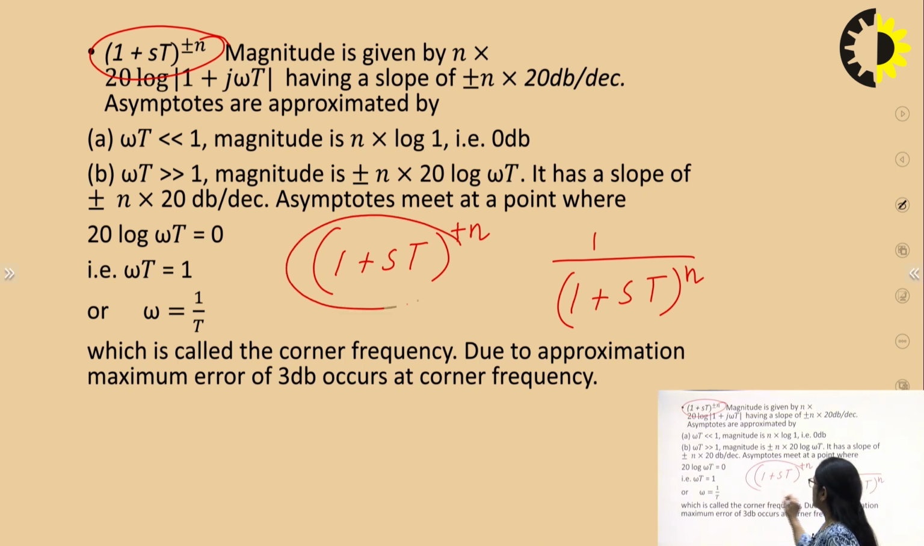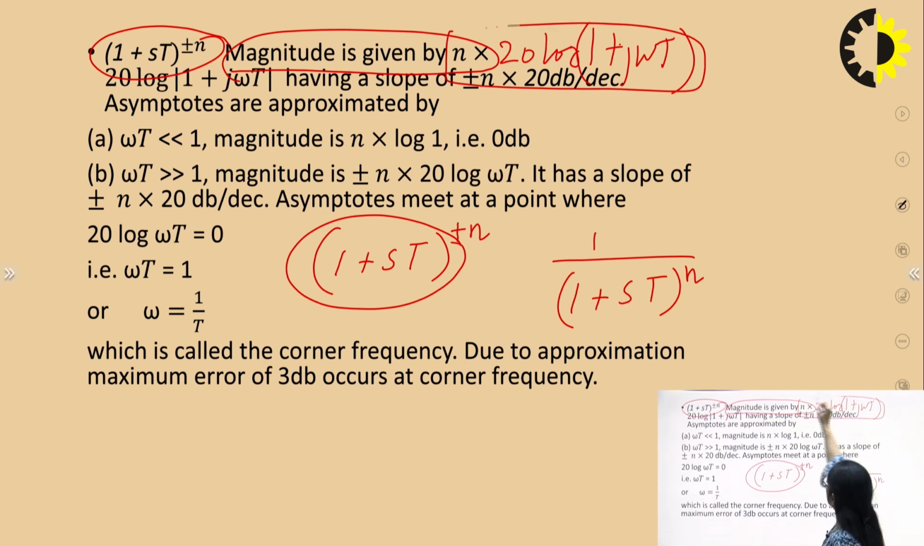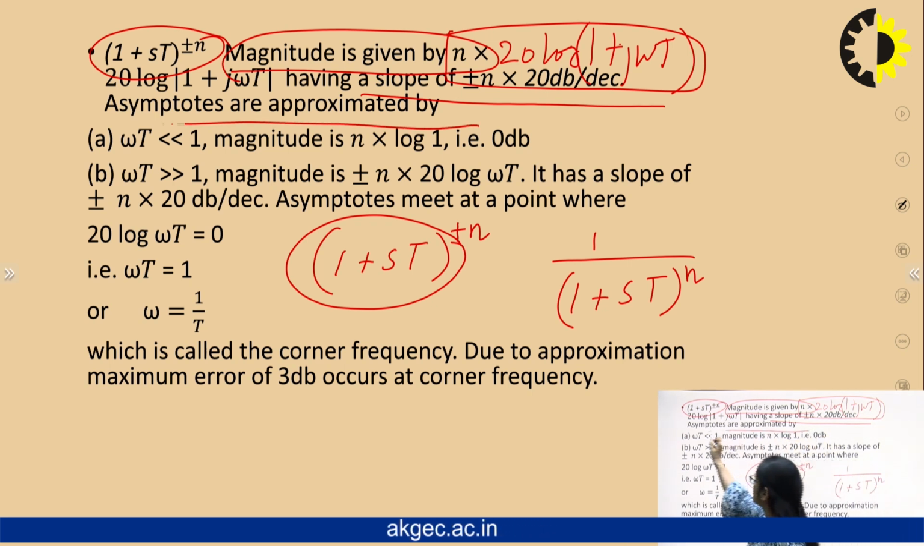So if the transfer function has a term of simple zero or simple pole, then the magnitude is given by n into 20 log of the magnitude of 1 plus j omega T. So the magnitude is given by this expression, and it has a slope of plus or minus n into 20 dB per decade. So how are these asymptotes approximated?